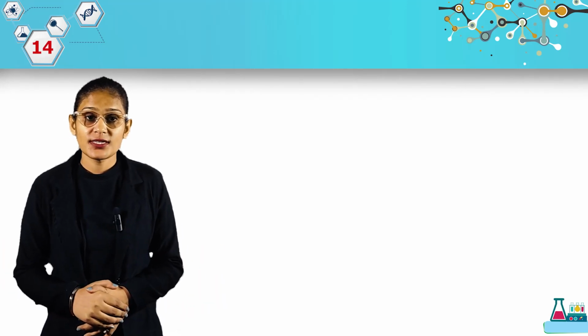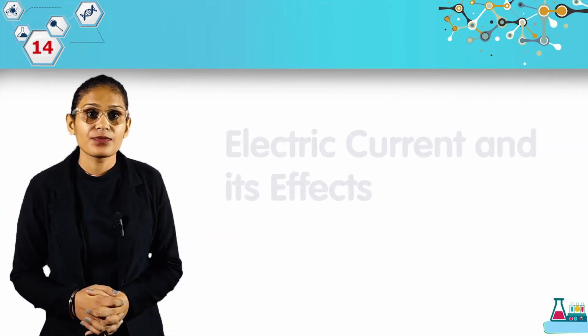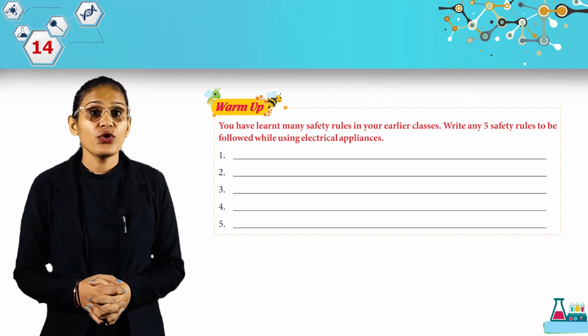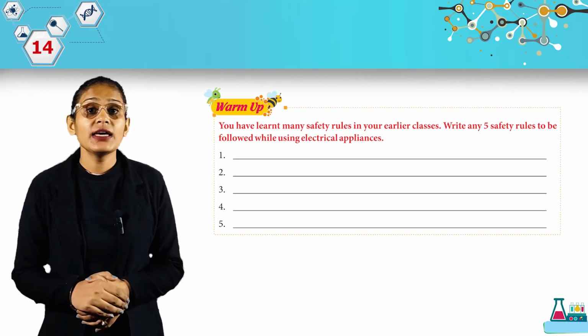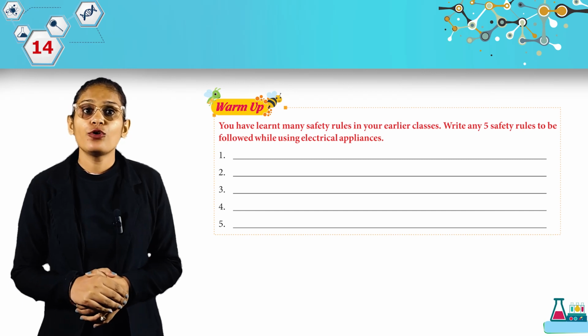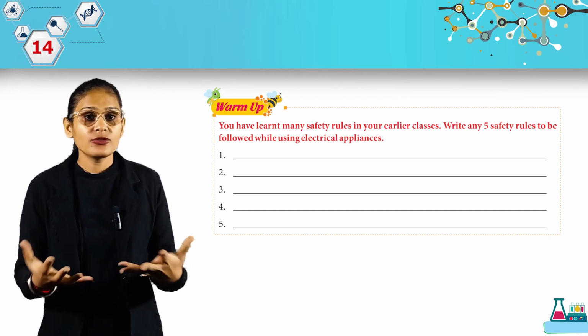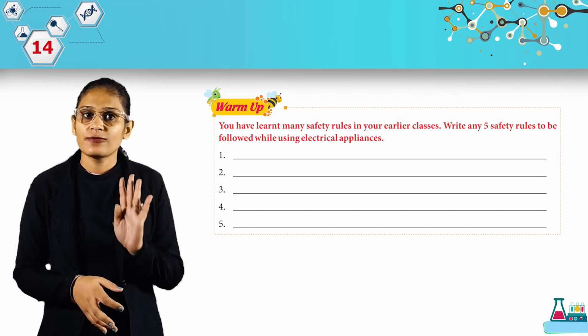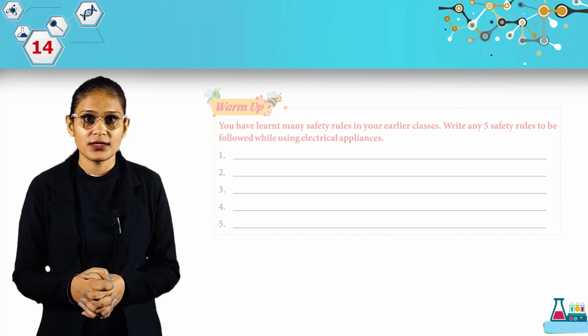Today we are going to discuss chapter 14, electric current and its effect. Let's warm up. You have learned many safety rules in your earlier classes. Write any 5 safety rules to be followed while using electrical appliances. So students, what you have to do is write here 5 safety rules. Get it students? I hope you know that and you can write here.